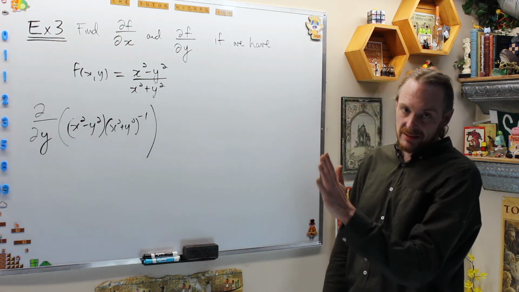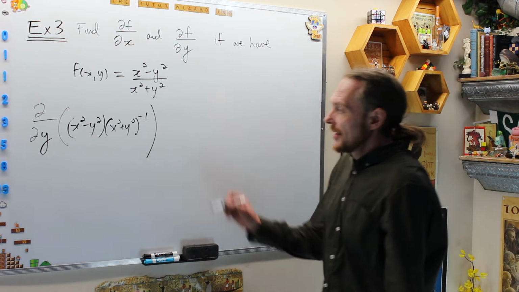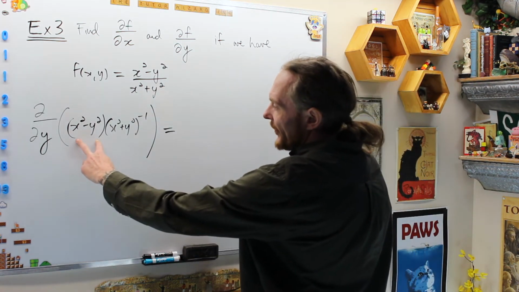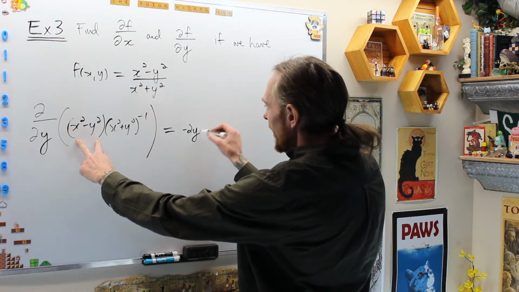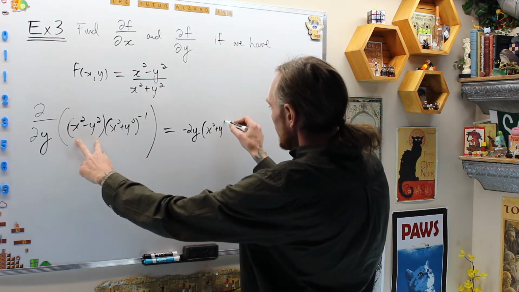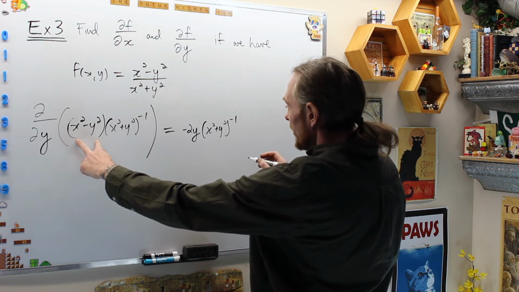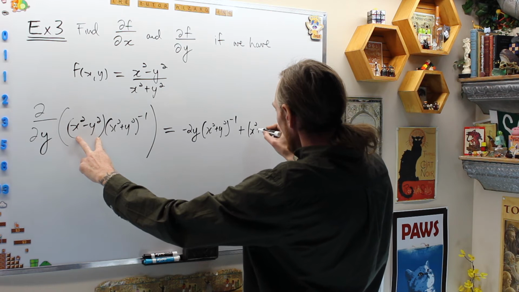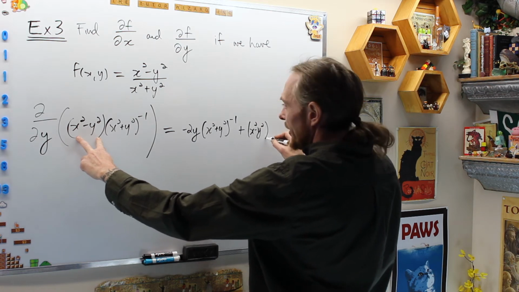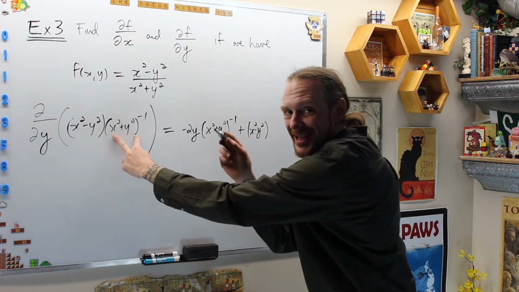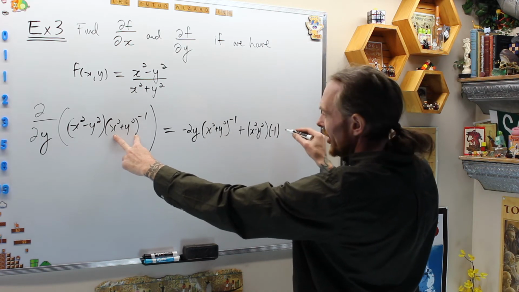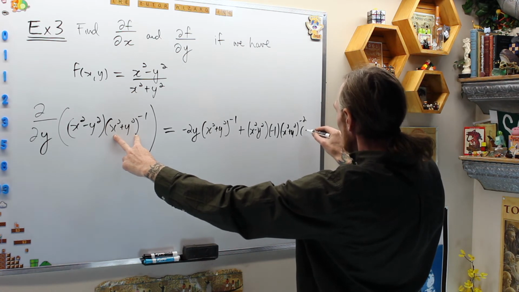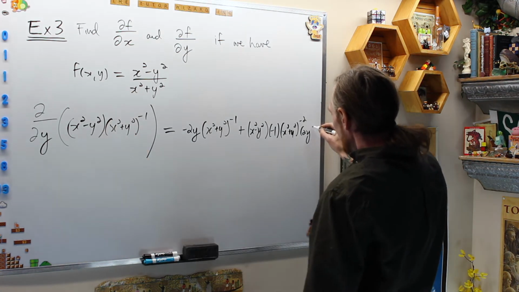We're holding x constant. This gives me, by the product rule, the derivative of the first one, which is negative 2y times x squared plus y squared to the negative 1 left alone. Then plus, I'm going to leave this alone, x squared minus y squared. And then I'm going to take the derivative of this, and that's the same as last time, so negative 1 times x squared plus y squared to the negative 2, and then we're going to get 2y this time.